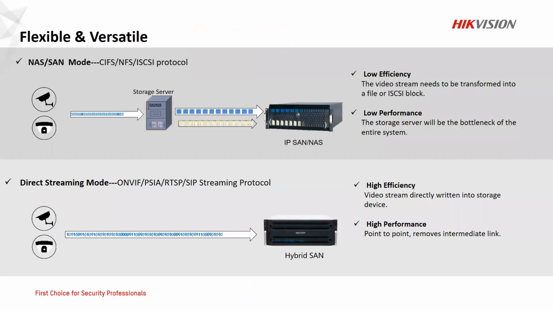Here's a little animation to help visualize the difference between a traditional SAN and our hybrid SAN. At the top, you can see the system in traditional SAN mode. This uses standard IT networking protocols for transferring data. This isn't optimized for video, so the video stream needs to be converted into the correct format by the storage server and then transferred to the separate storage device. In our direct streaming mode, the hybrid SAN is working directly with the video stream. There's no conversion needed. And of course, we're recording straight to the SAN without needing a separate server.